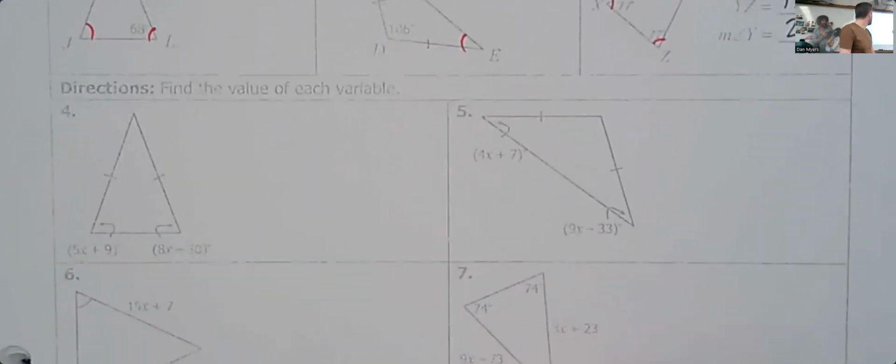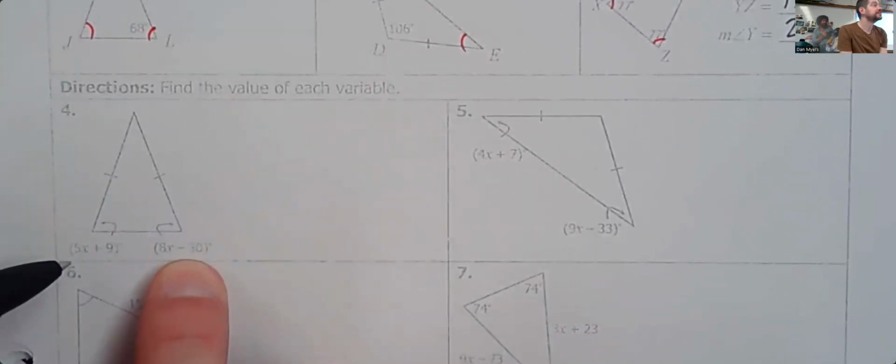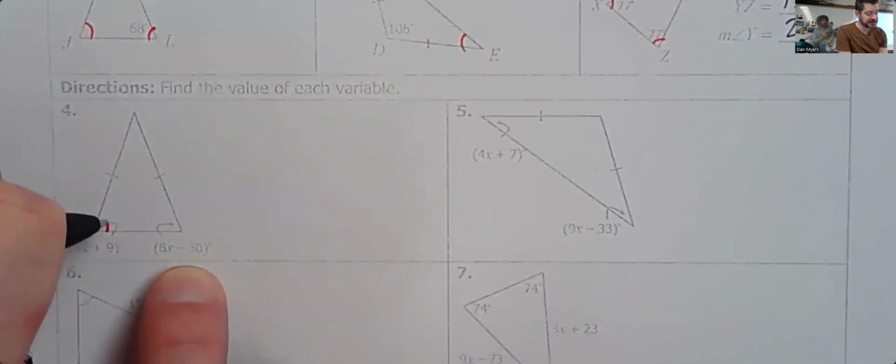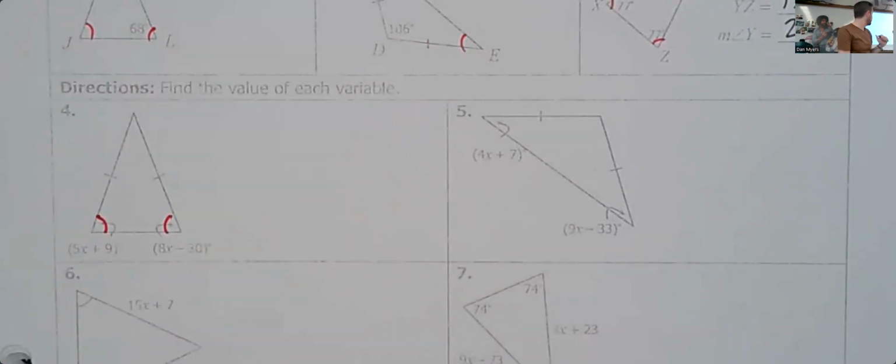So problem number 4, it's always a good idea to figure this out before you start the problem. Are we figuring out angles or are we figuring out side lengths on number 4? Where are the arrows pointing to? Angles. What do we know about those 2 angles? Yeah, they're congruent. Those are the base angles. Base angles are congruent. So our equation will be 5x plus 9 equals 8x minus 30.